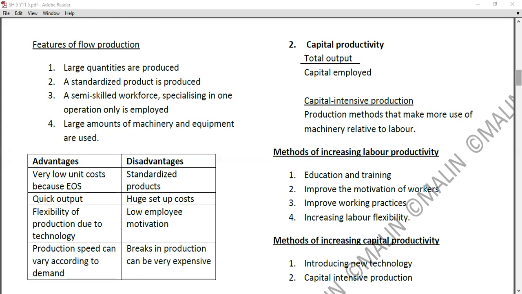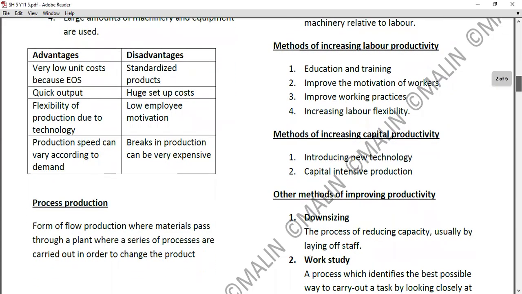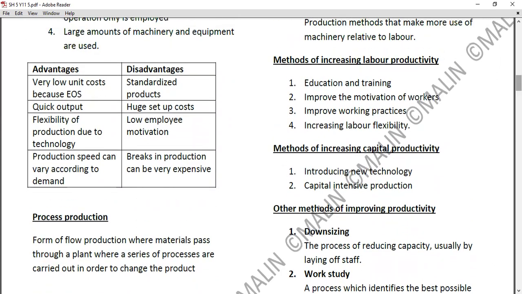So today in my lesson, I'm going to discuss these methods: how to increase labor productivity, methods of increasing capital productivity, and other methods of improving labor productivity, right? First of all, the methods of increasing labor productivity. By using education and training, we can actually improve the productivity of the labor.